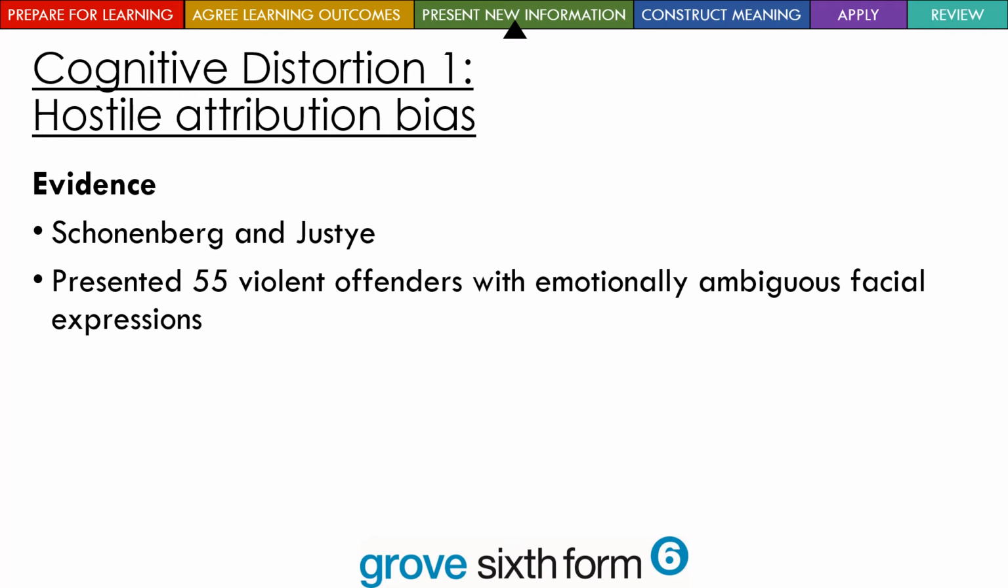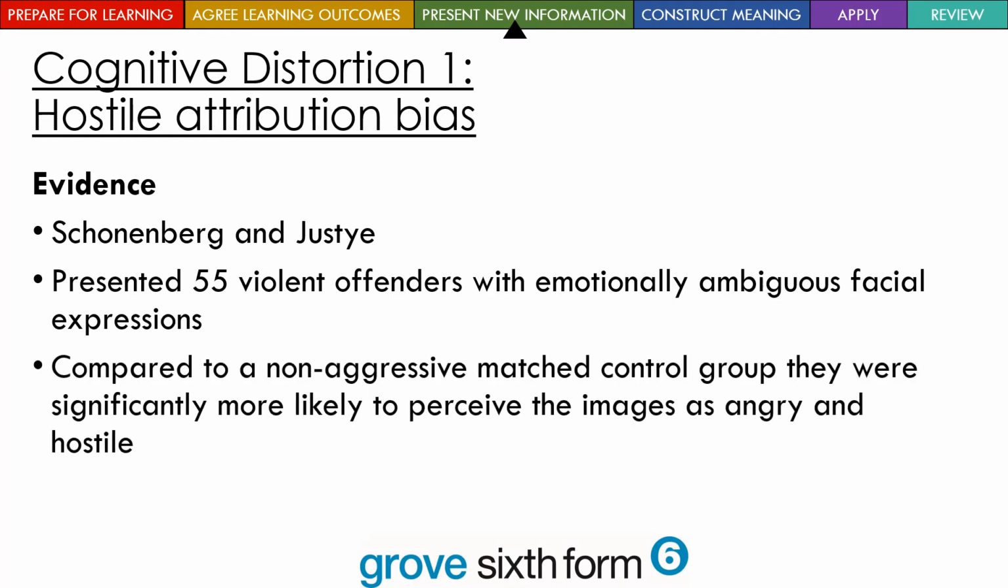Now, they presented different offenders with emotionally ambiguous facial expressions. So ones where they had made sure that there was no clear emotion being presented by the person in the photograph. They then did the same process with a matched control group. So individuals who weren't violent offenders was essentially the criteria to be part of the control group here. And the individuals who had been charged with violent offences were much more likely to look at the images and perceive the emotions as being angry and or hostile.